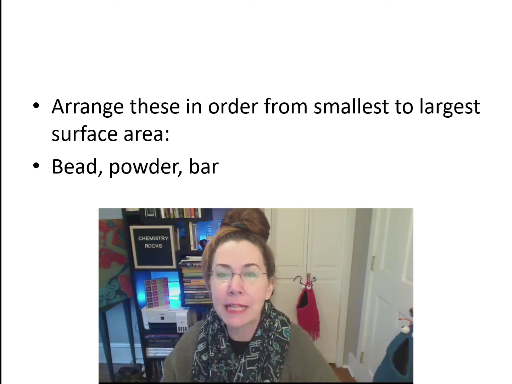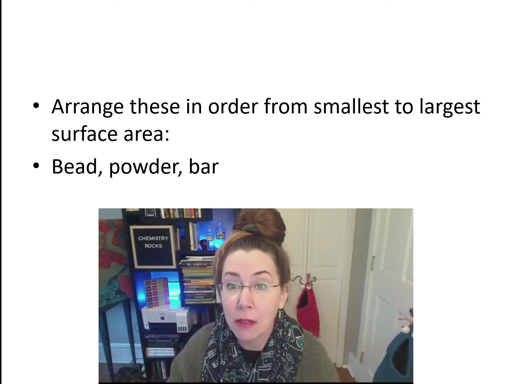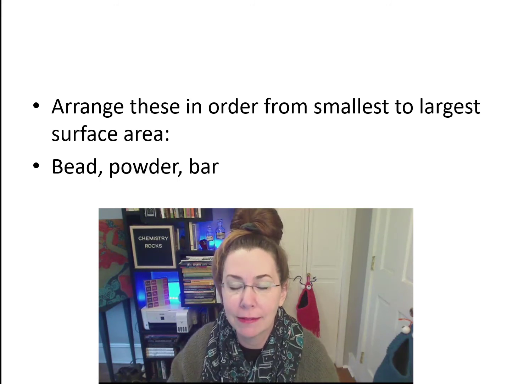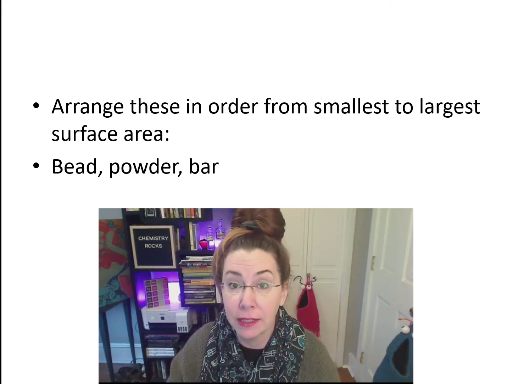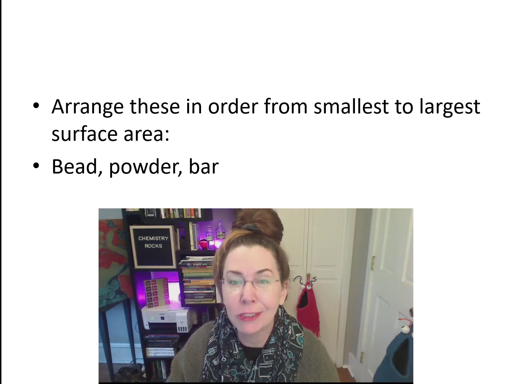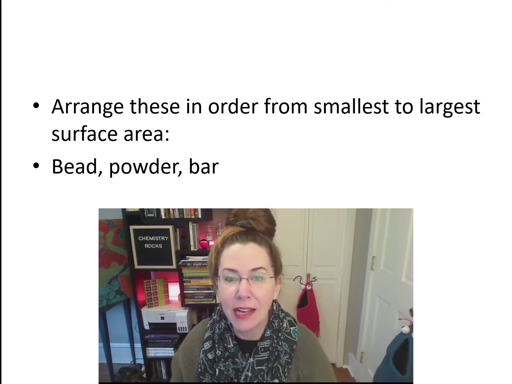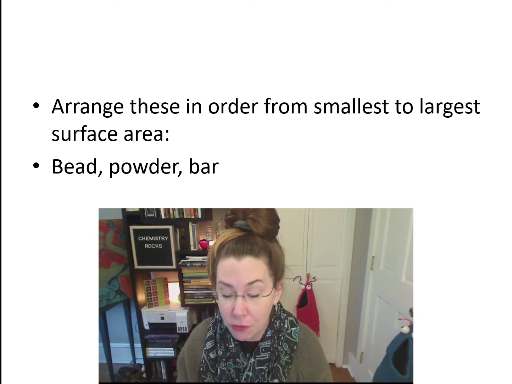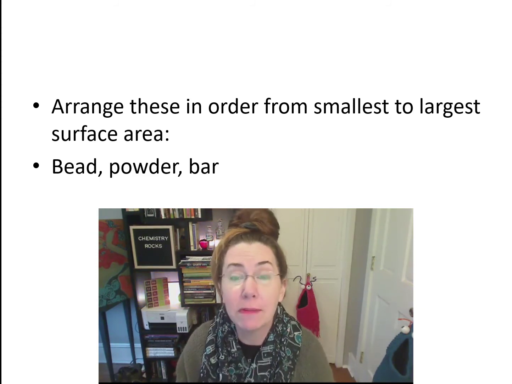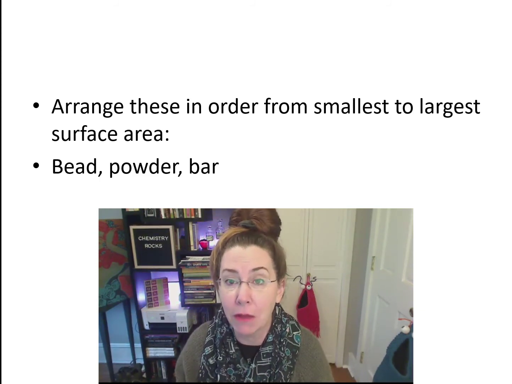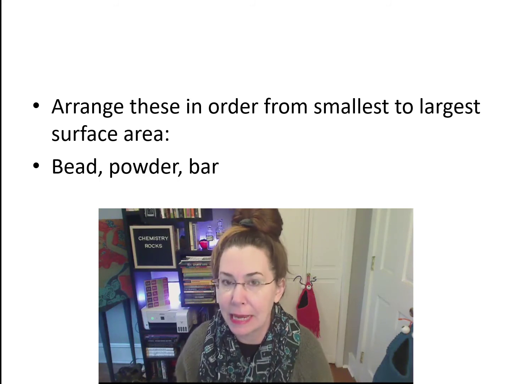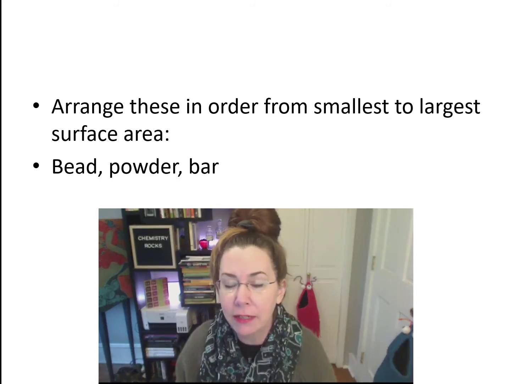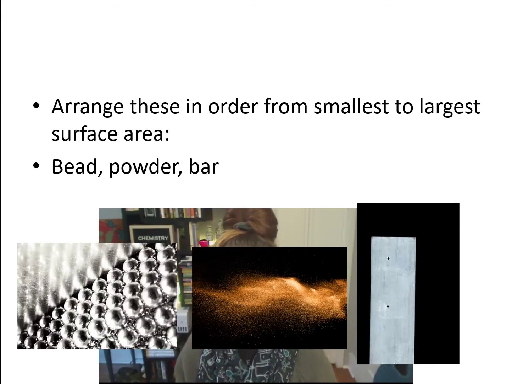So let's arrange these in order from the smallest to the largest surface area. Let's imagine that I have iron and I want to react that iron with an acid. I have 3 forms of iron. I have them all in exactly the same amount. Their mass is exactly the same. I have some beads of iron, I have some iron powder, and I have a solid bar of iron.